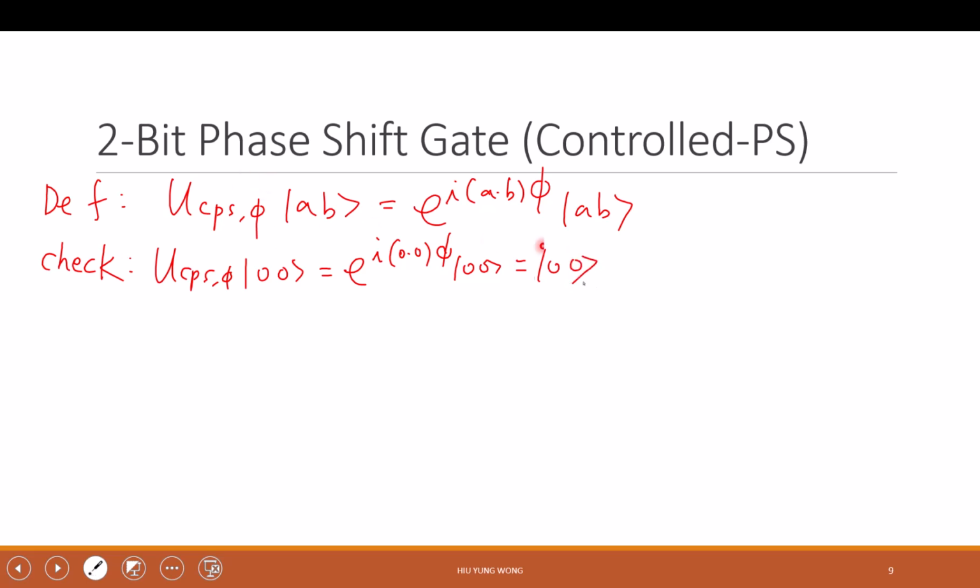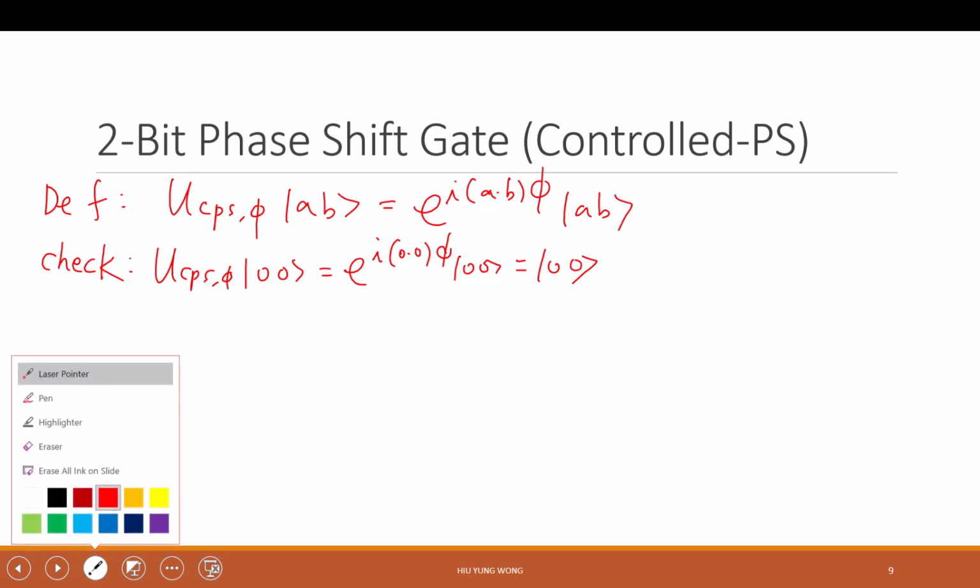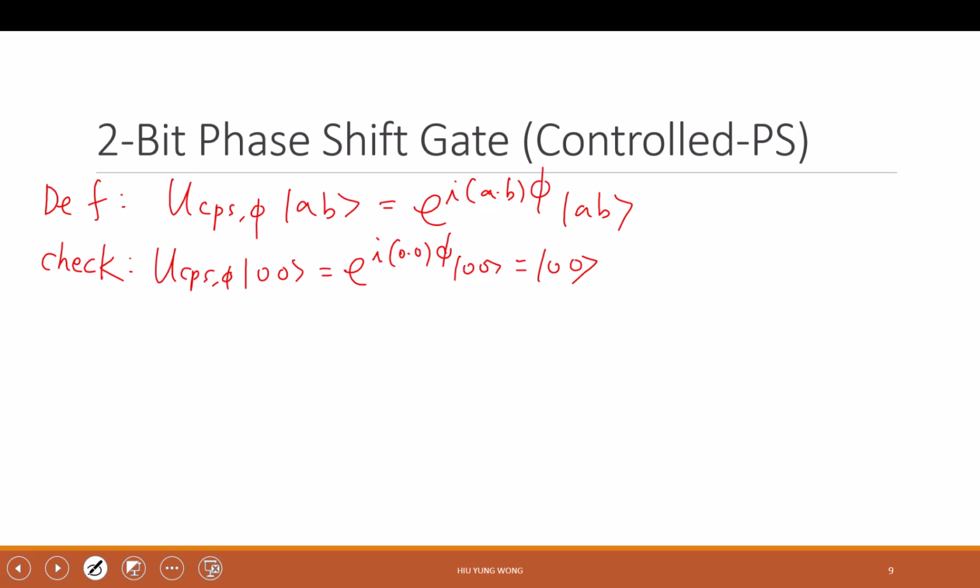This is the definition. I'm trying to check it on every basis state. I start with |00⟩, I get |00⟩. And based on what you just saw, you probably already know that the control phase shift phi applied to |01⟩, what is it going to give you? It's going to give you something like this, right? So this is |01⟩.